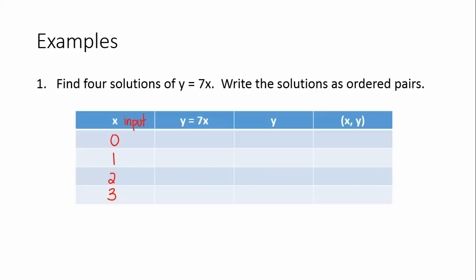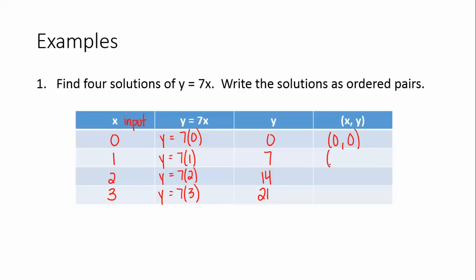What we want to do then is plug those values in for x. So we get y equals 7 times 0. y is going to equal 7 times 1, 7 times 2, and 7 times 3. So what do we get for y? 7 times 0 is 0, 7 times 1 is 7, 7 times 2 is 14, and 7 times 3 is 21. So our ordered pairs are (0, 0), (1, 7), (2, 14), and (3, 21). These are the solutions. When you're asked to write the solution as an ordered pair, it should look like this column here.